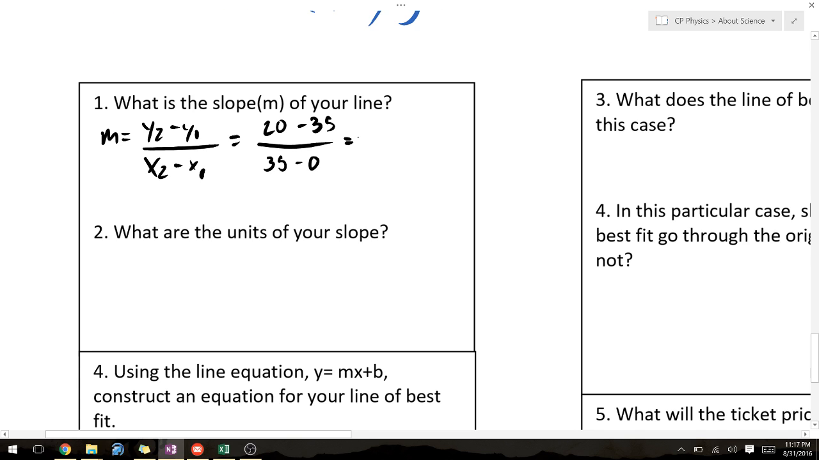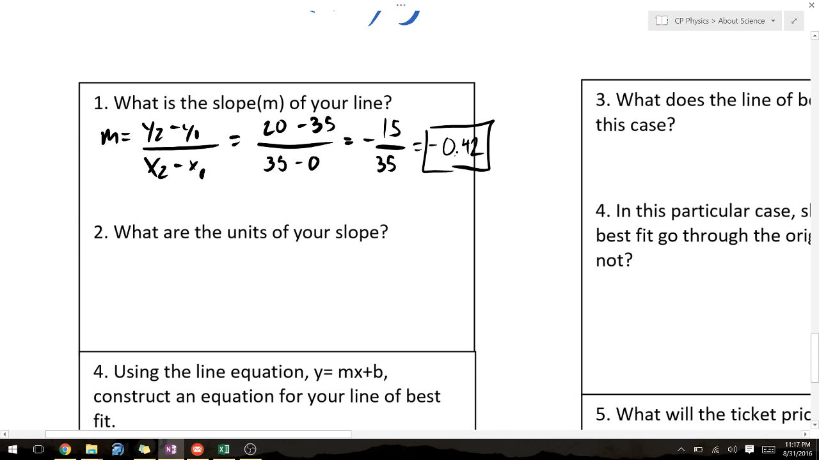Right? When we take 20 minus 35, that doesn't just give us 15, it gives us negative 15. So that's important. 35 minus 0 gets us 35, and we're going to want to divide this. So negative 15 divided by 35 will get us negative 0.42. And that's our slope.